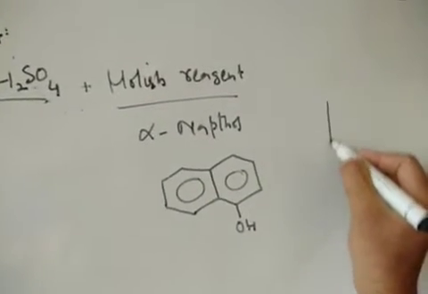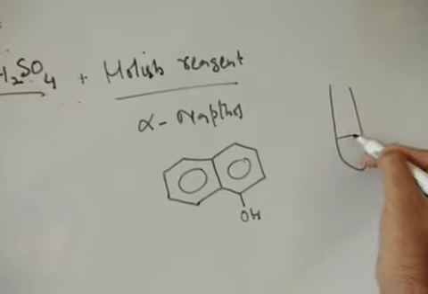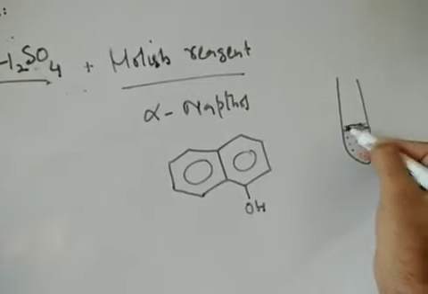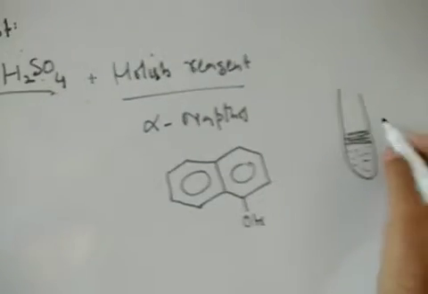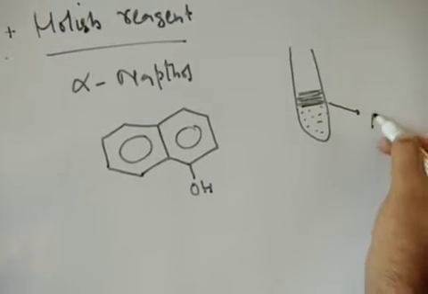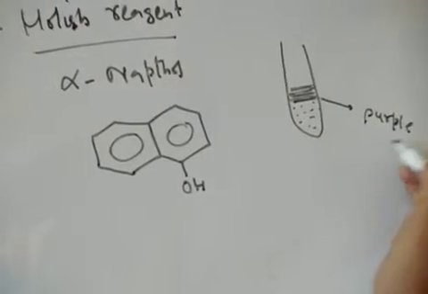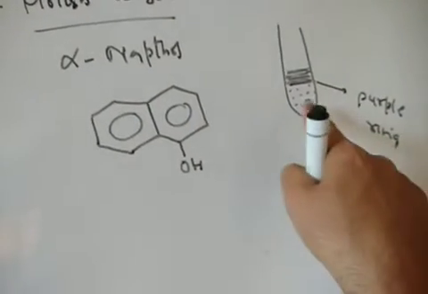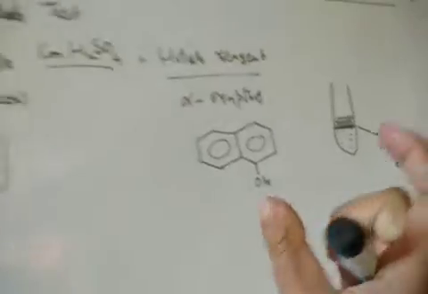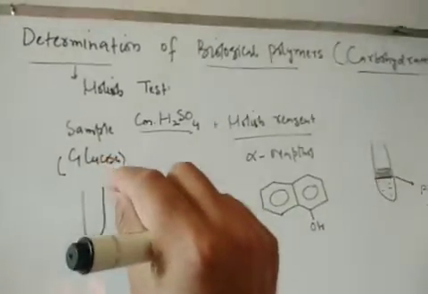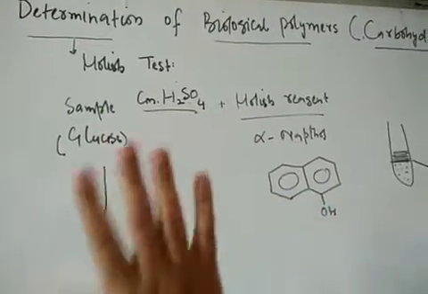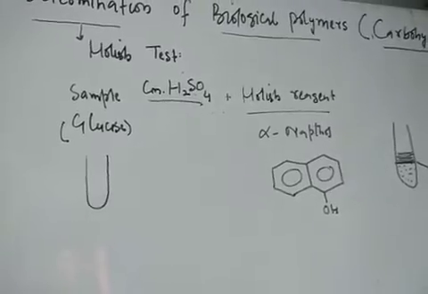Let us say you are doing these things in a test tube. So what you will observe in your test tube is that you will see two layers here. At the junction of the two layers, you will see a purple ring. Nice practical purple ring. If the purple ring is present at the junction of these two layers, that purple ring indicates that the sample contains your biological polymer, that is carbohydrate. If there is no purple ring, that means our sample doesn't contain the polymer carbohydrate, that's glucose or whatever.